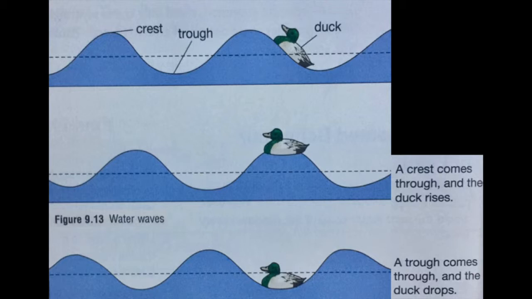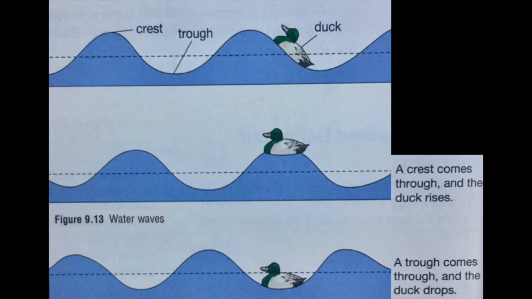The duck and the water around it do not move forward. They just move up and down as the wave passes. It's actually the energy that is passing, not the water. The energy is passing through the water. The water stays pretty much stationary. A little circular motion, but it doesn't really travel much. It's mainly the energy traveling through the water.